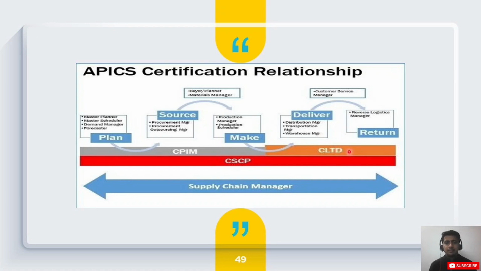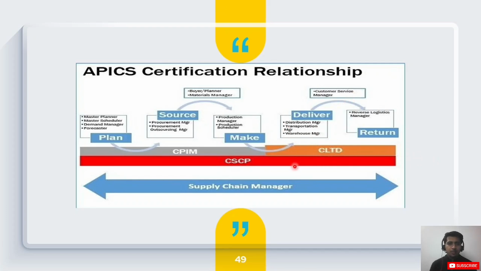But CLTD, its main focus is on delivering and return. So if I ask you what's the major difference between CPM and CLTD, CPM mostly works till the time the product is within the domain of manufacturing in the plant. Once the product starts its journey to reach the customer, then it's CLTD.